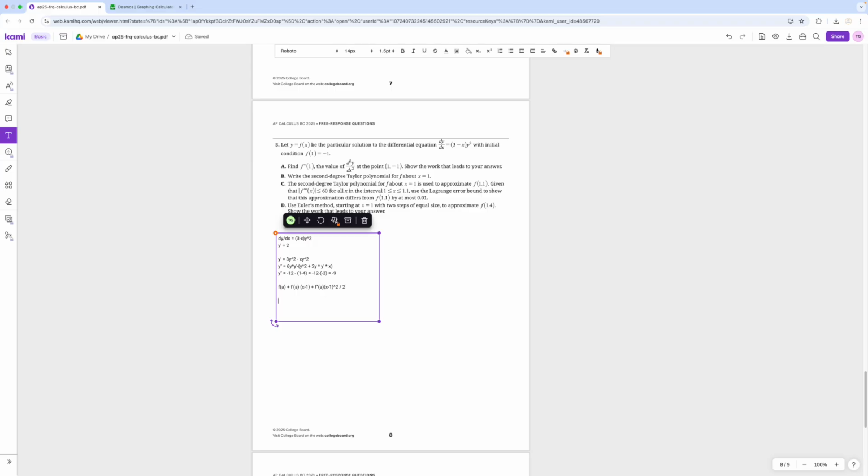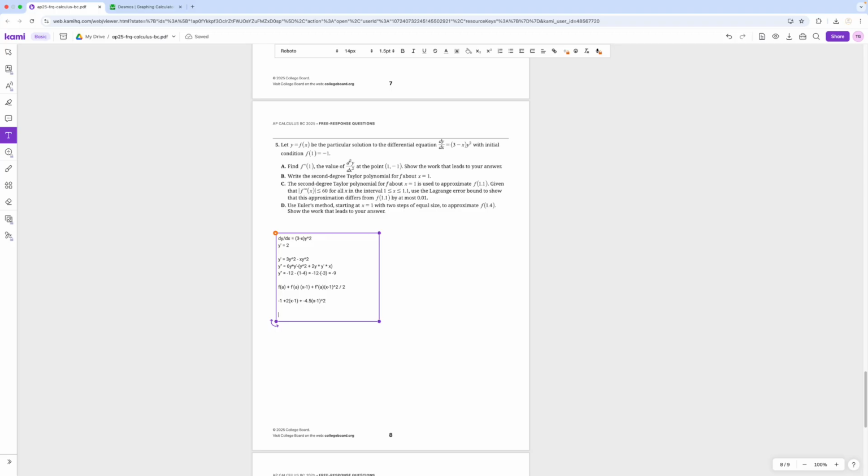So what is that? We know that f of a is equal to negative 1. We know that f prime of a is equal to 2. So that's going to be plus 2 times (x minus 1). And I prefer to leave it in the brackets like this. Plus, we know that the second derivative is negative 9. So I'm going to write negative 4.5 because it's going to be negative 9 divided by 2. So negative 4.5 times (x minus 1) squared. And that is your second degree Taylor polynomial for f about x equals 1.